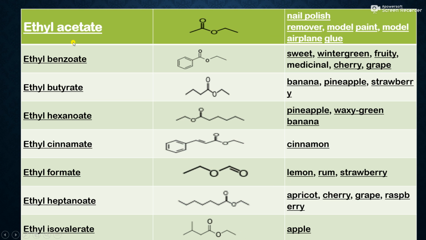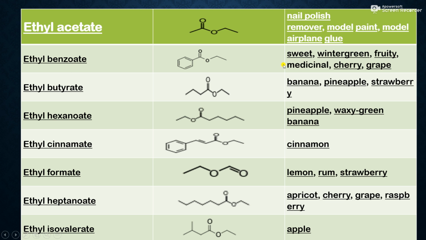Next one is ethyl acetate. So the ethyl acetate is found in nail polish remover. It is used to remove different paints or different colors, and it is found in model paint, model airplane glue, etc.